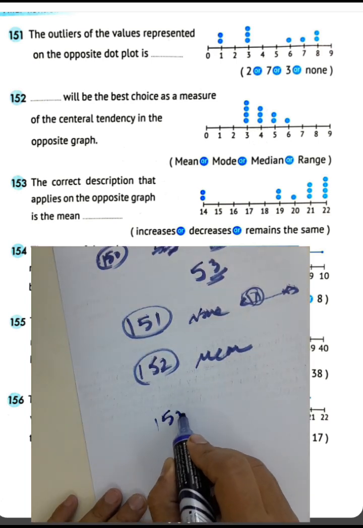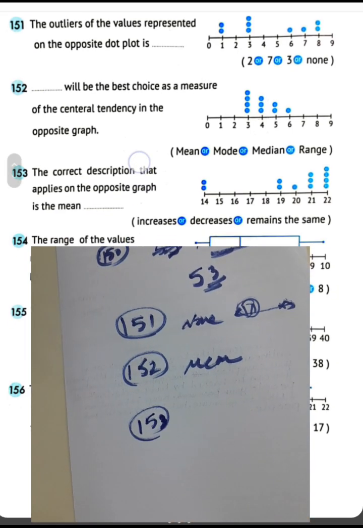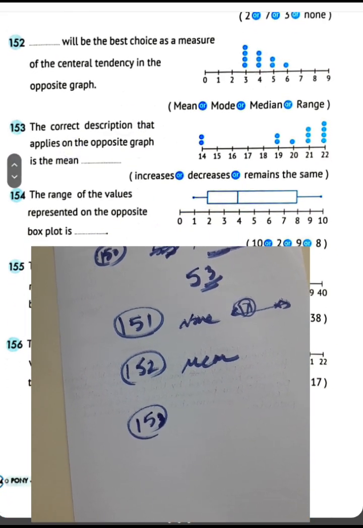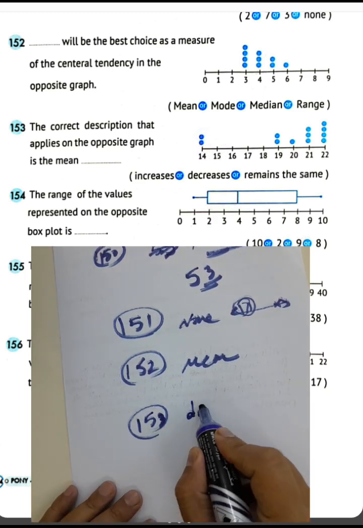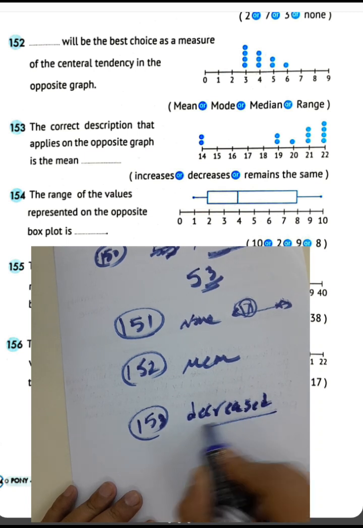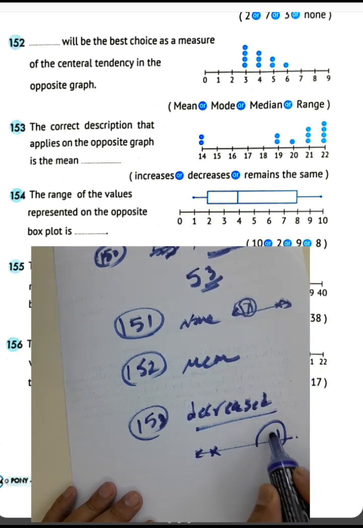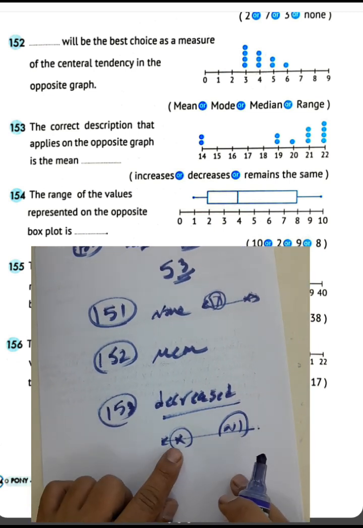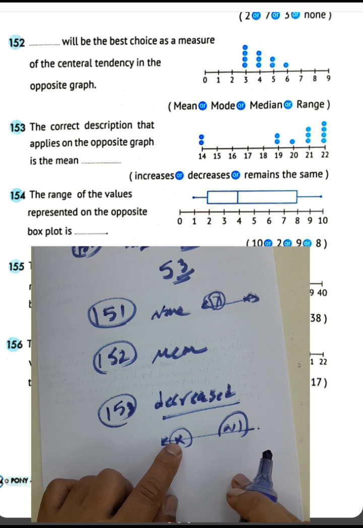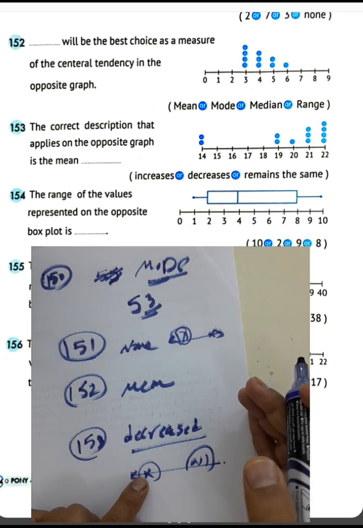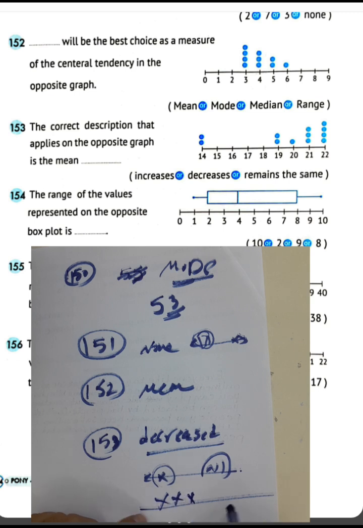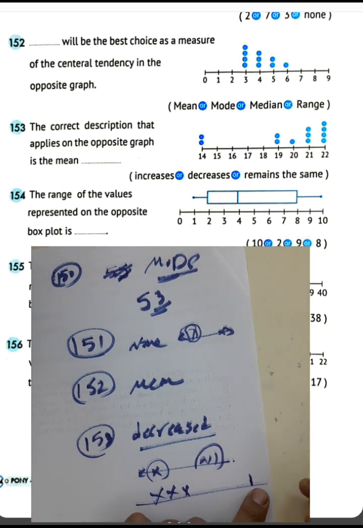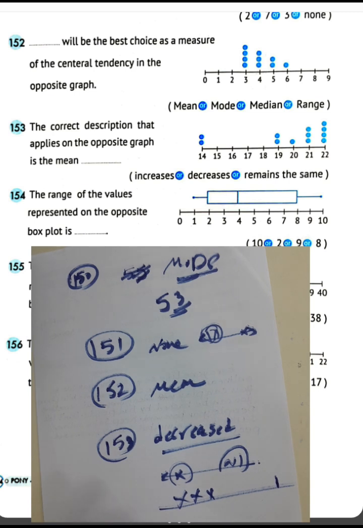Question 153. The correct description that applies to the opposite graph is that the mean decreased, because the outlier is to the left hand side. Understood? Decreased, because we have a point to the left hand side of all the points here. The outlier means the mean decreased. But if the point is to the right hand side, we call it increased. If all points are to the left hand side and one point to the right hand side, it will be increased. But in this example, we must choose decreased because the outlier is outside to the left hand side.